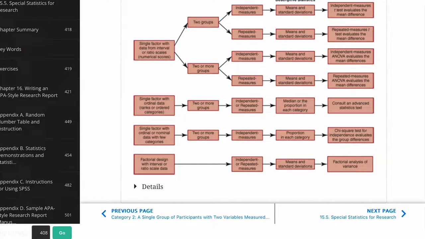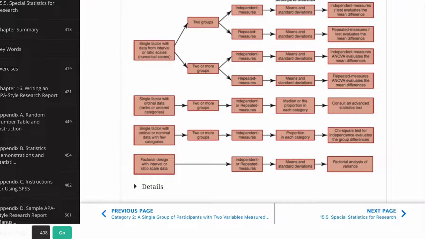This first column, notice, is the data type. Again, is it ratio? Is it interval? Is it numerical? Or is it ranked ordinal data? Or is it nominal data? Or is it a factorial design with the interval ratio scale? Okay, so that's the four things there. The second column, you have to ask yourself, okay, how many groups do I have? Do I just have two groups I'm comparing, or do I have more? And that helps determine which way you go from there.